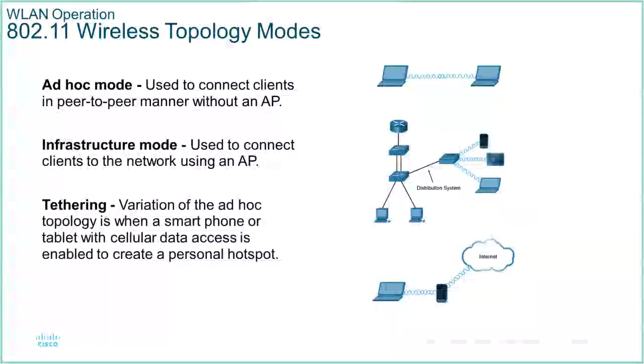Next up, we're going to be talking about topologies. We have ad hoc mode, which is just devices connecting directly with each other, so a peer-to-peer network. Infrastructure mode is where we have a structure like a wired network that an access point connects into. And then we've got the mobile phones using tethering, which is using it as a wireless hotspot or using a cable to connect the mobile into.